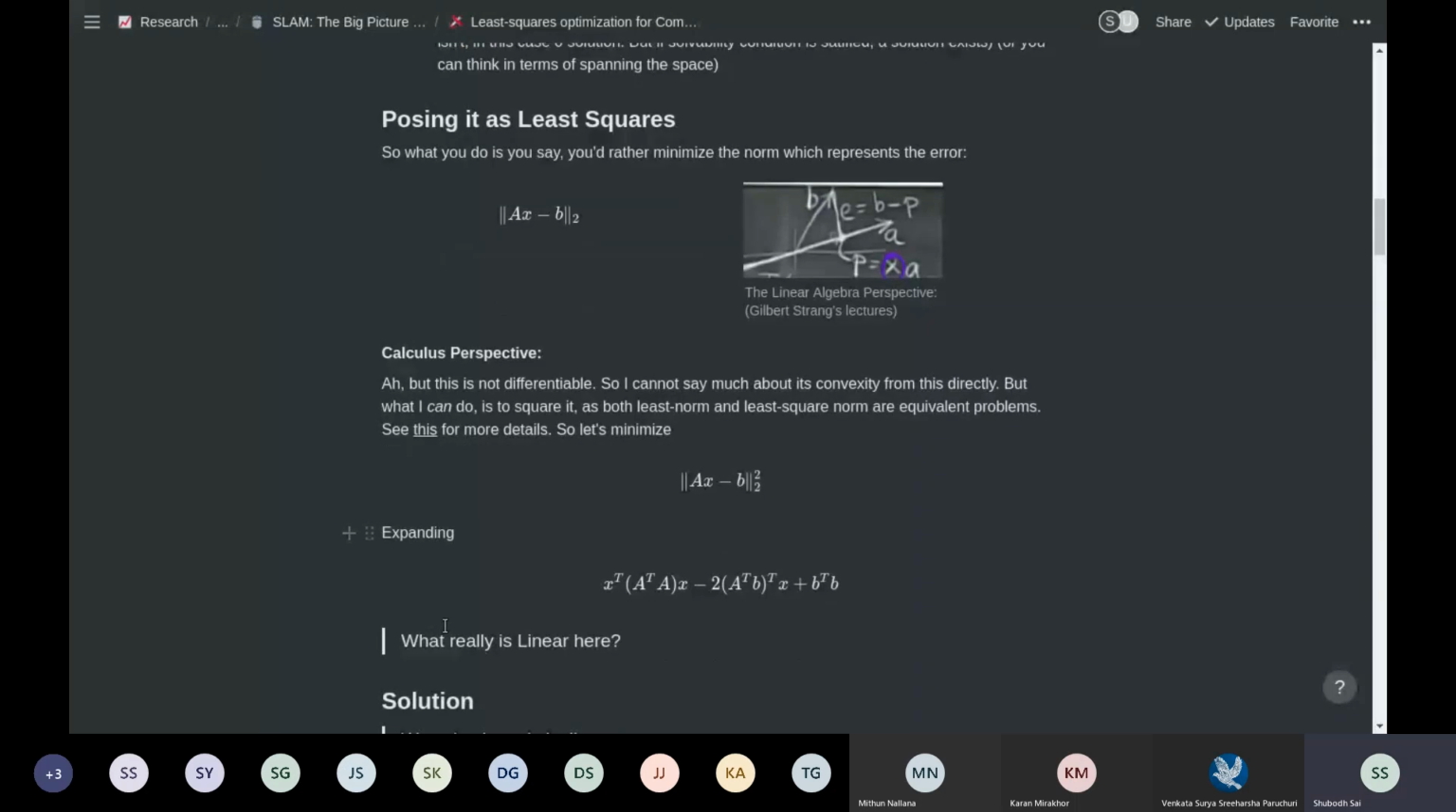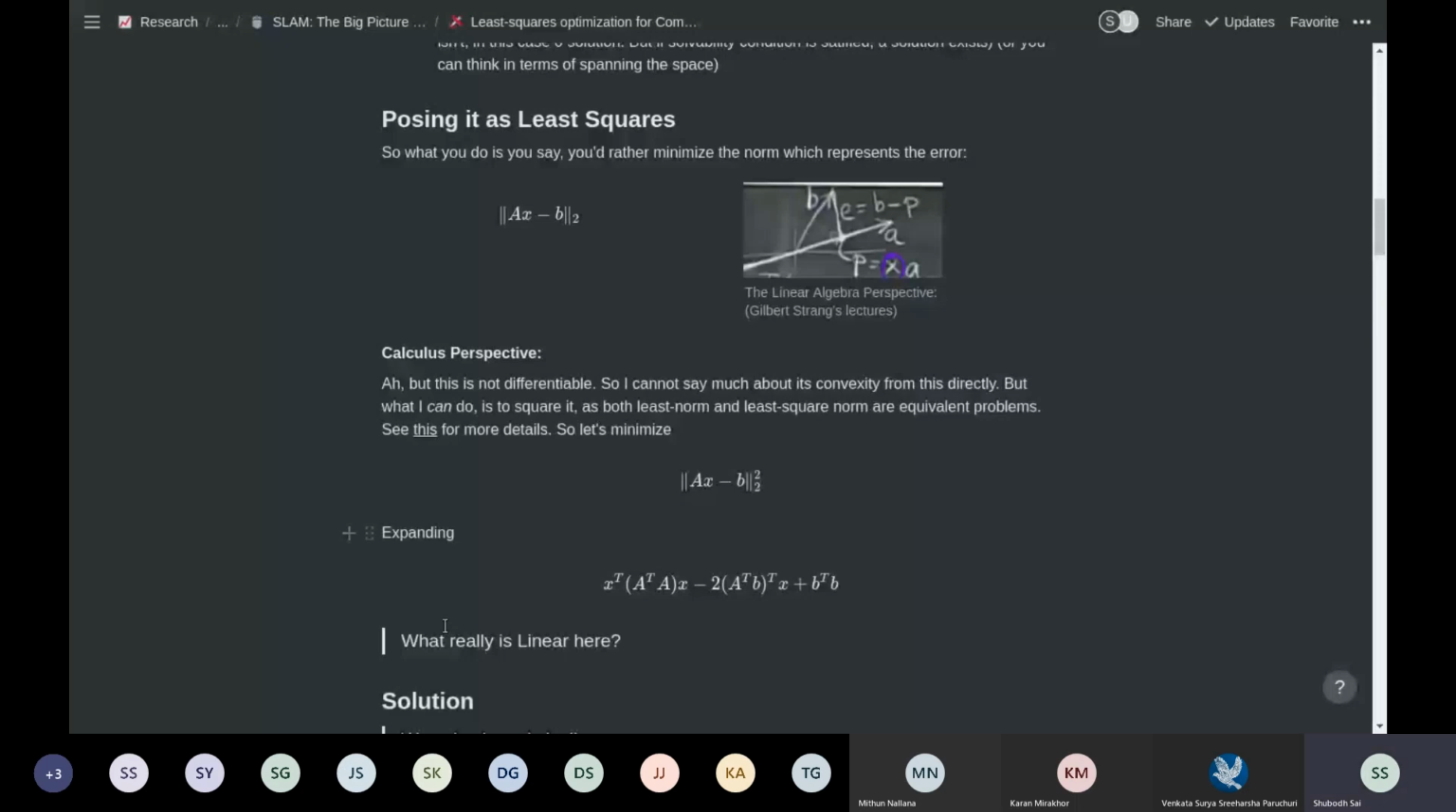So we said we wanted to minimize the norm of AX minus B. And when we say the norm, we usually mean the L2 norm. You know what the L2 norm is? Root over (A1 minus B1) squared plus (A2 minus B2) squared, and so on. Now you know that the norm of AX minus B is not differentiable. I mean, you can't differentiate it, and you cannot say anything about the convexity.